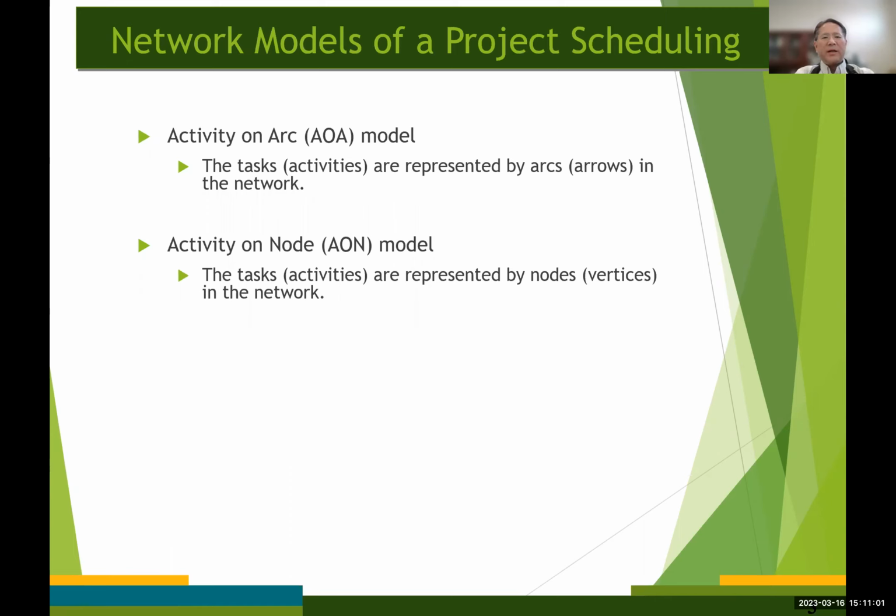Okay, so there are two types of network models for project scheduling or project management. One is the activity on arc or activity on arrow model, in which tasks or activities are represented by arcs or arrows in the network model. And the other one is the activity on node, or AON model, where the tasks or activities are represented by nodes or vertices in the network model.